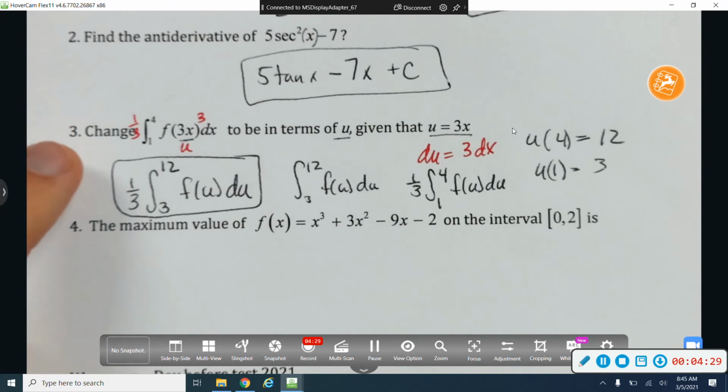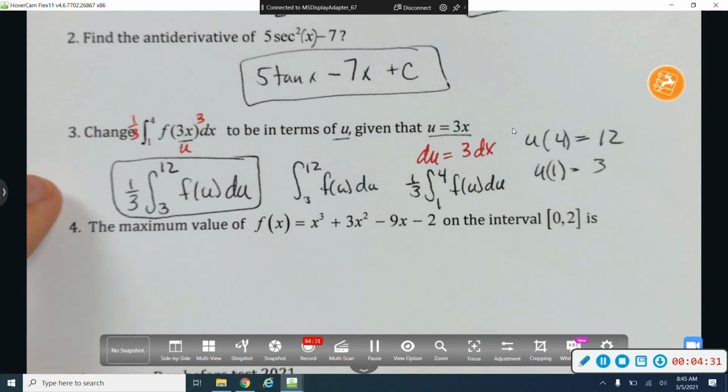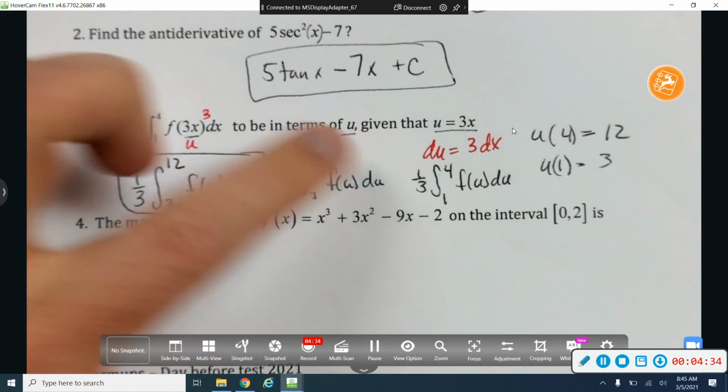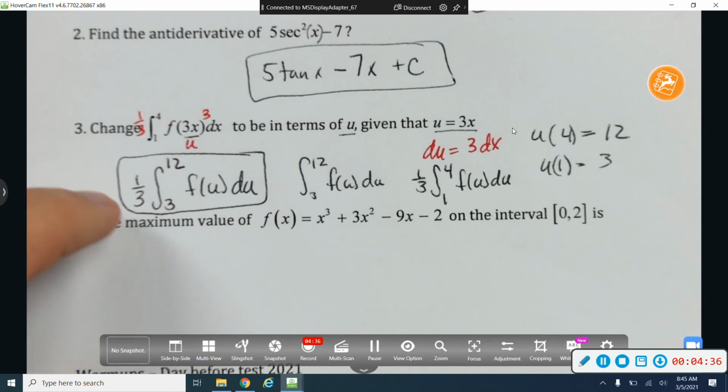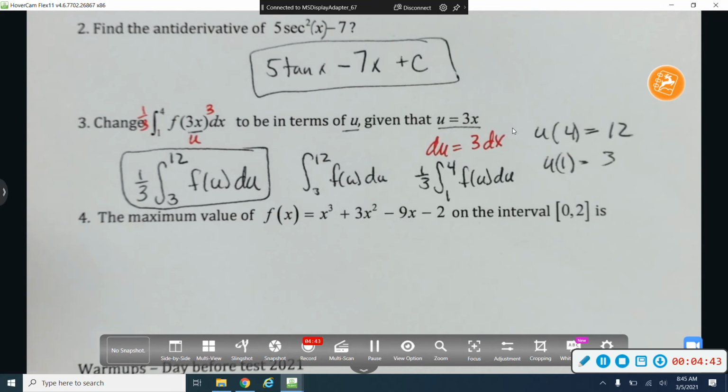AP likes to ask questions kind of like that because it forces you into u substitution and forces you to change everything, and it also doesn't take very long. So you're not stuck doing this really ugly problem. It's a simple problem if you know the u substitution.